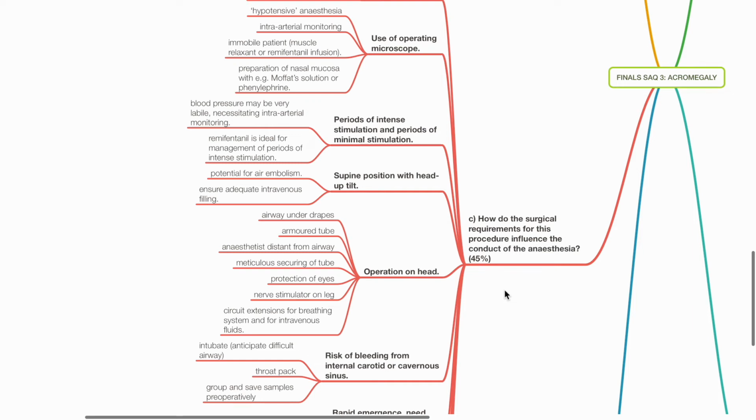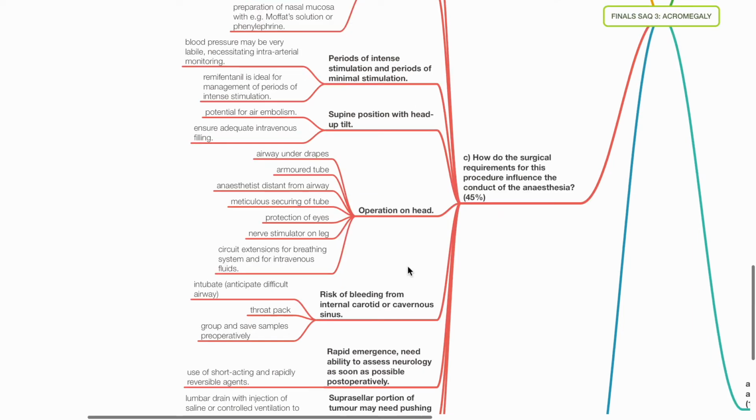Ensure adequate intravenous filling. With surgery performed on the head as a surgical requirement, the airway will be under the drapes, and the anaesthetist is distant from the airway. An armored tube is recommended with meticulous securing of the ETT and protection of the eyes. The nerve stimulator should be placed at the leg. Circuit extensions for breathing system and for intravenous fluids are beneficial.